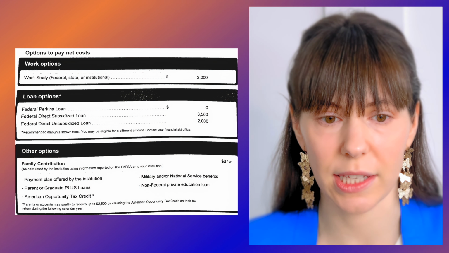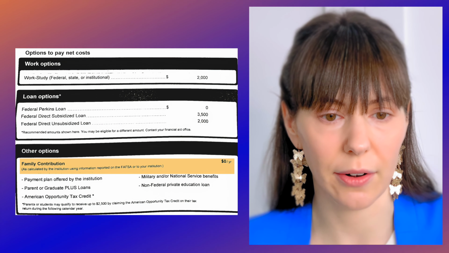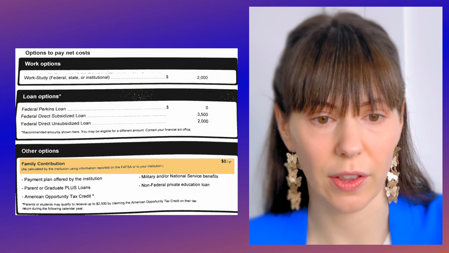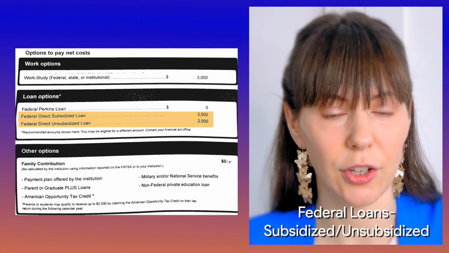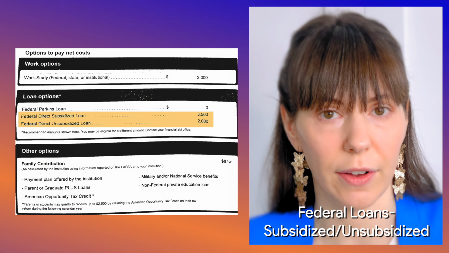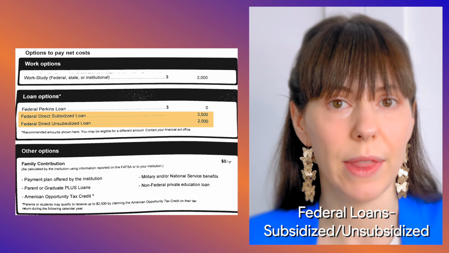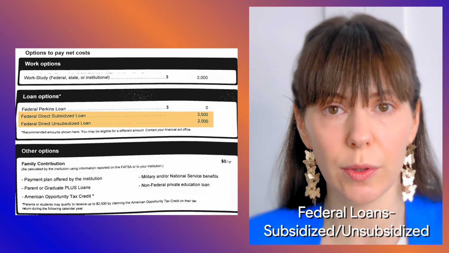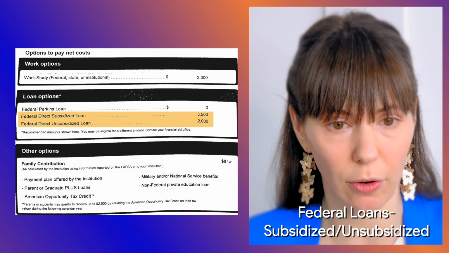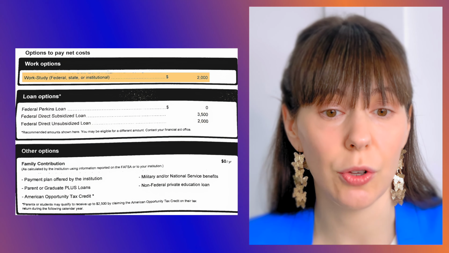You can see that this student has an expected family contribution of 0 down at the bottom. And so you can see also that his two loan options, subsidized and direct unsubsidized, those two add to $5,500. And that's the cap that we talked about. That is the amount of money that it's okay to say yes to in terms of a loan. And more than that, we want to be really careful. And then you see that they've allocated him $2,000 in work study.